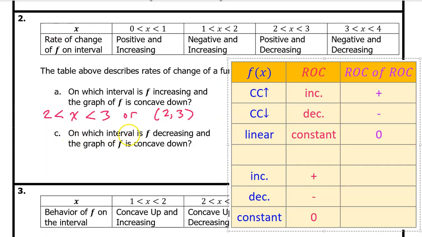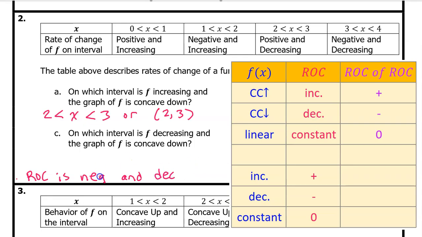Part C. On what interval is f decreasing and the graph of f is concave down? If f is decreasing, then the rate of change will be negative. So we are looking for where the rate of change is negative, and we want f to be concave down. And if f is concave down, then the rate of change will be decreasing. So on what interval is the rate of change negative and decreasing? That's the interval from 3 to 4.